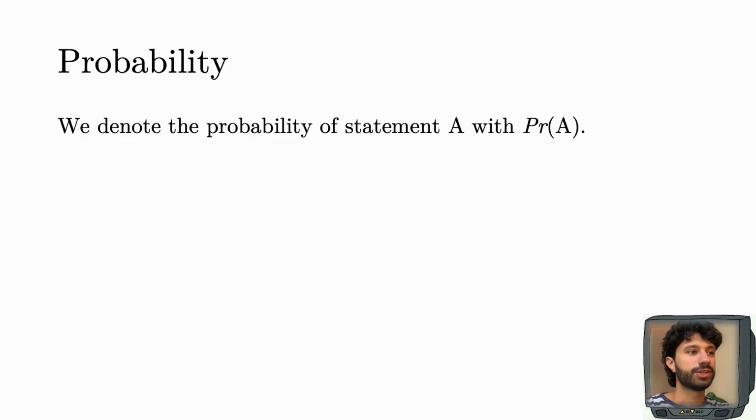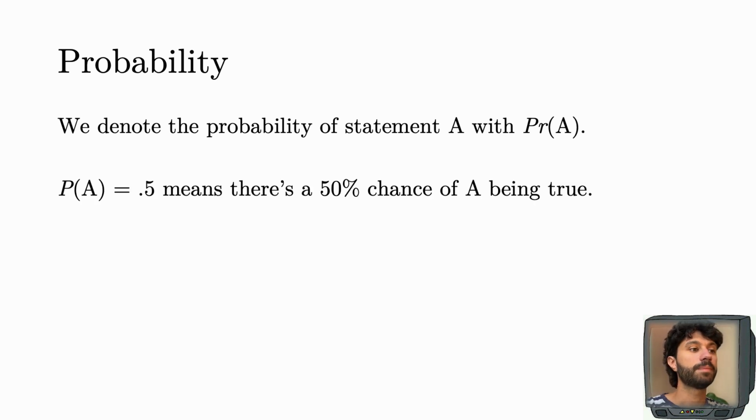All right, so let's get into probabilities. We denote the probability of a statement A with PR(A), like this. Or sometimes you'll also see P of A. Now, if you say that P of A is equal to 0.5, that is, the probability of A is equal to 0.5, I'm going to mostly use P of A in this class because that's usually the standard notation.